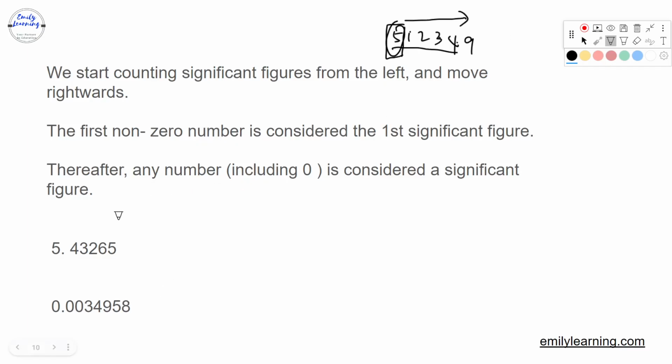Let's take a look at these two examples and determine how many significant figures there are. For 5.43265, we will always start counting from left to right. The first number we take is the first non-zero number that we see as we move from left to right. 5 is a non-zero number. So let's start counting. There is 1, 2, 3, 4, 5, 6. So there are 6 significant figures here.